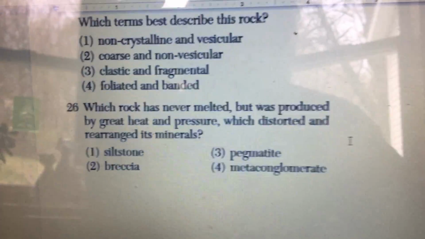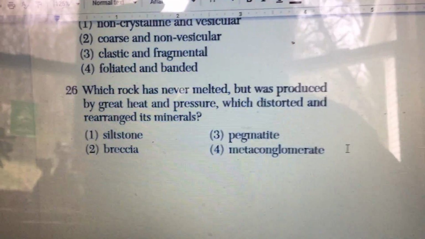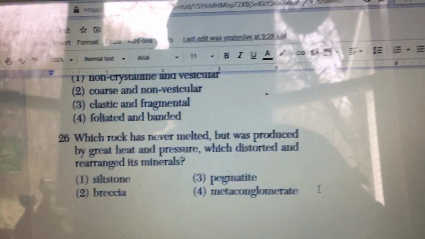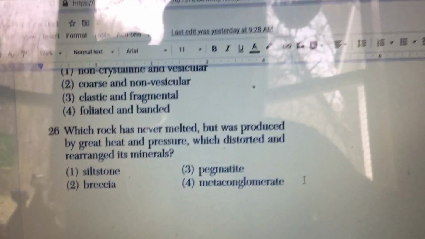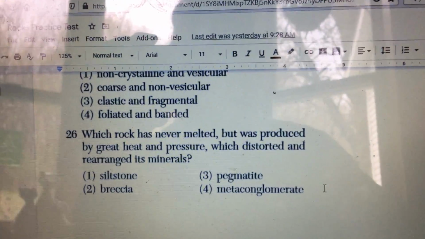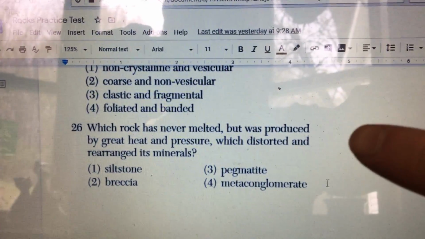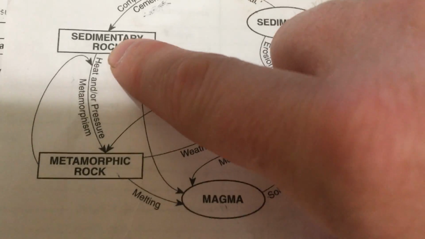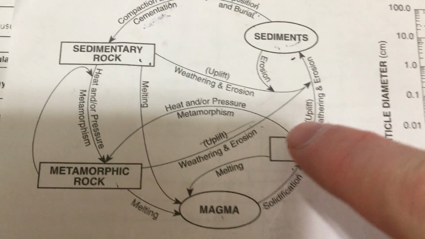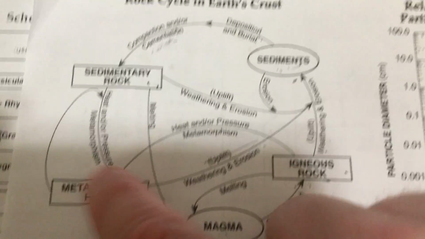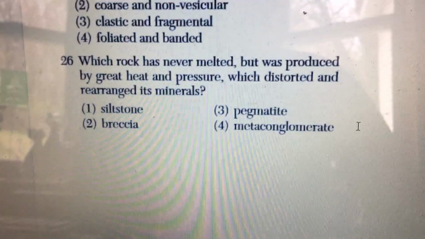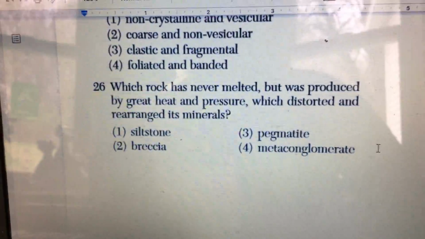Which rock is never melted, but was produced by great heat and pressure, which distorted and rearranges minerals. So this is a really fantastic version of just, can you through this recognize what kind of rock we're looking at? Never melted, heat and pressure, distorted and rearranges minerals. Heat and pressure makes metamorphic rock. So we got to know which one of these is a metamorphic rock. And just take a minute, don't be hasty.